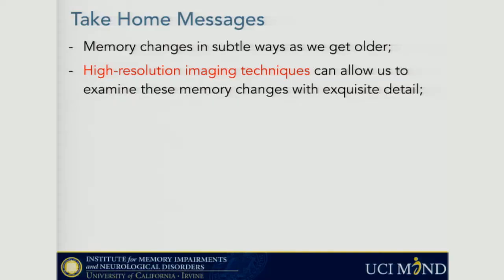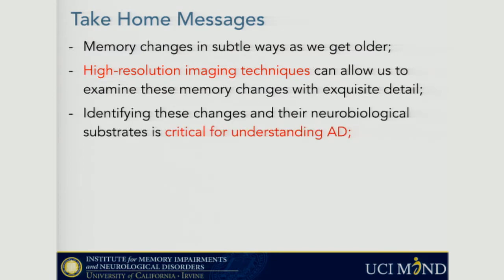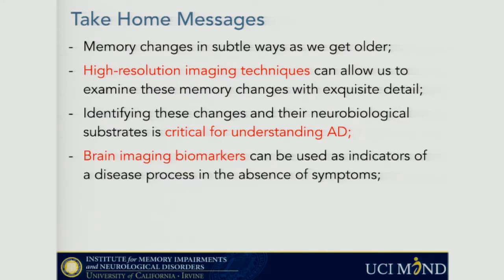We typically use what we call high-resolution imaging techniques, and I'll go over what that means. These are not your standard run-of-the-mill neuroimaging techniques. These are at a fair degree of sophistication and precision, and really allow us to look at memory changes in the aging brain in unprecedented detail, in my opinion. Identifying these changes and the neurobiological substrates of these changes is, in my opinion, critical for the understanding of Alzheimer's disease, and I'll try to make that case very strongly today.